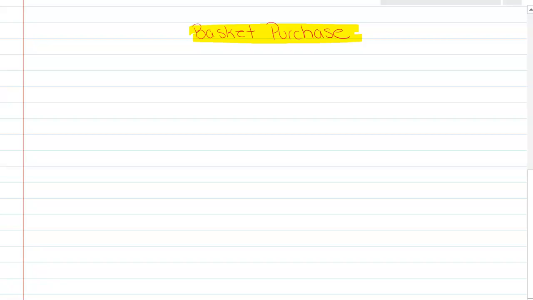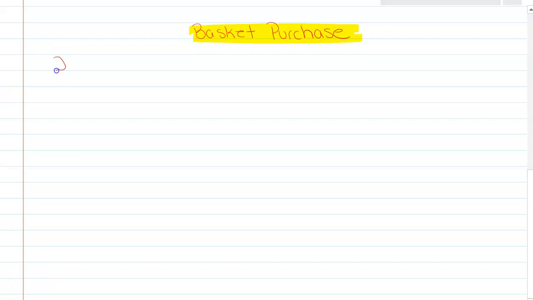Oftentimes, a company will purchase both the land and a building for one purchase price. And then the problem that occurs is that we have to determine what part of that purchase price would go towards the land and what part of the purchase price would go towards the building. And the land doesn't depreciate, but the building will.